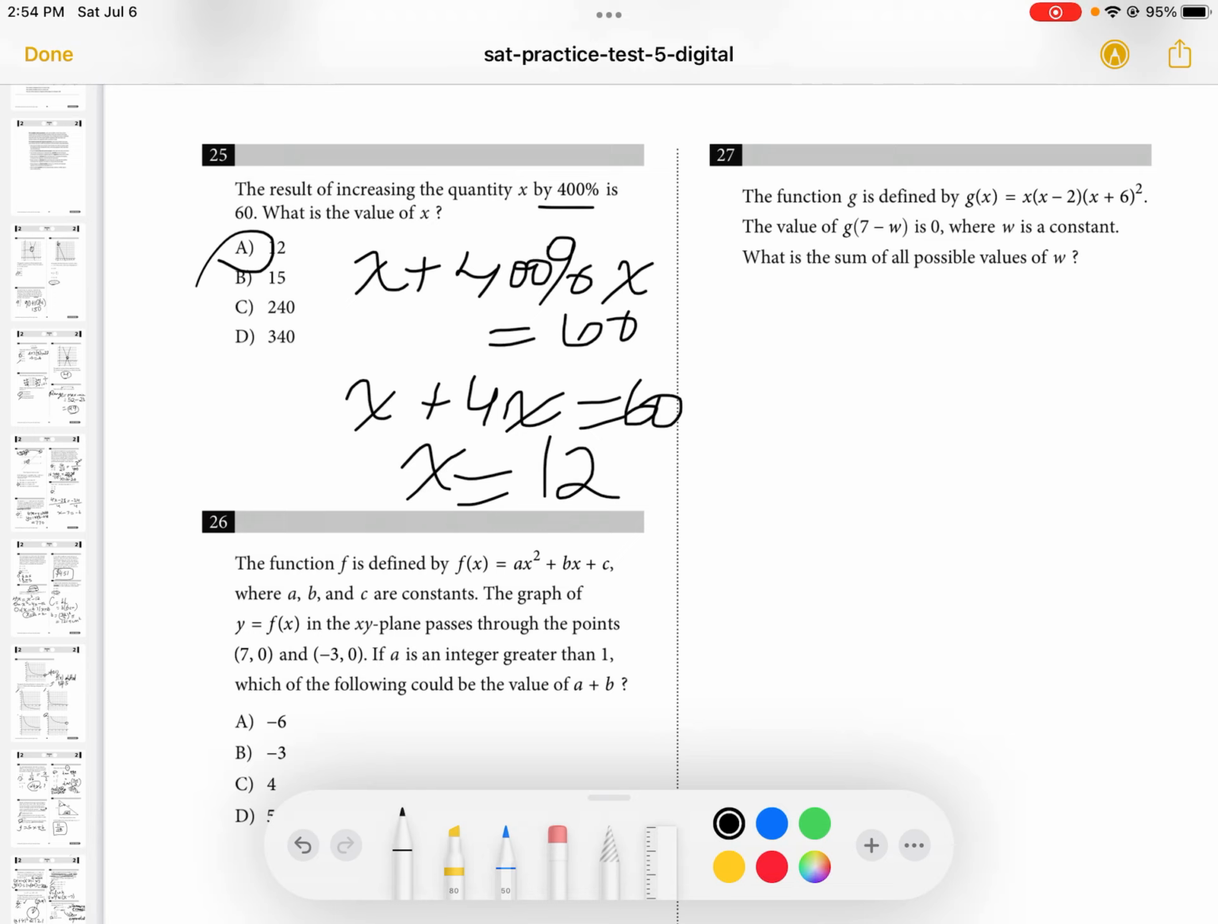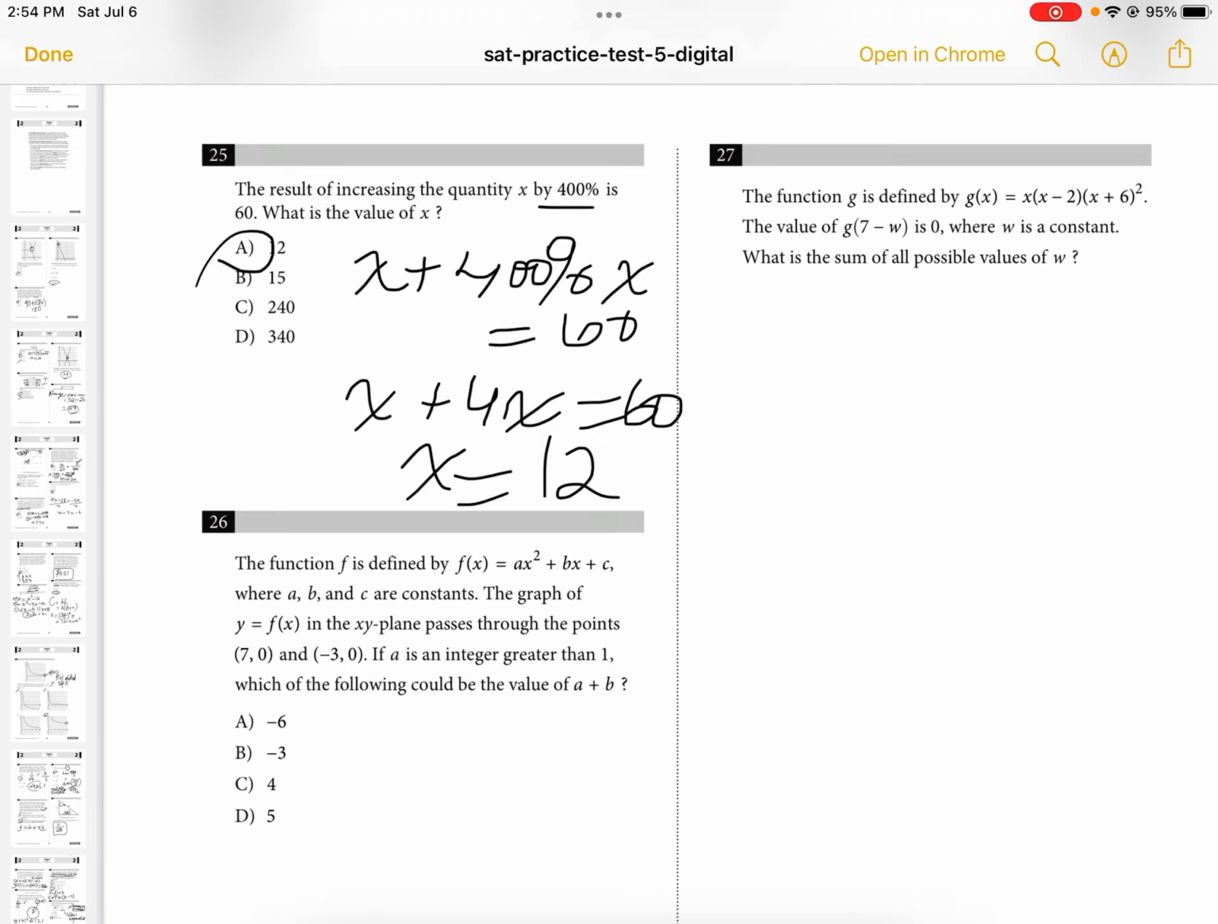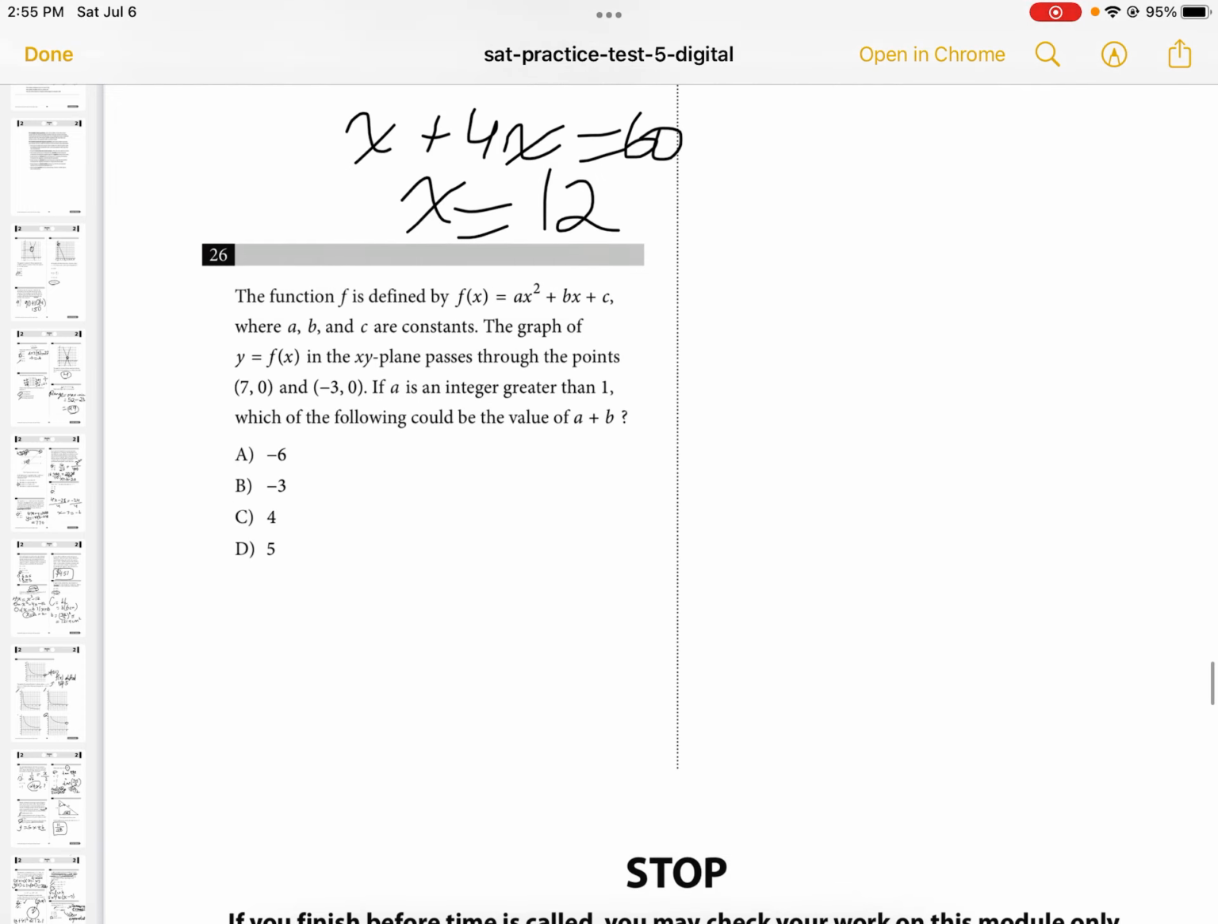Alright, number 26. The function f is defined by f of x is equal to ax squared plus bx plus c, where a, b, and c are constants. The graph of y equals f of x in the xy plane passes through the points 7, 0, and negative 3, 0. If a is an integer greater than 1, which of the following could be the value of a plus b?